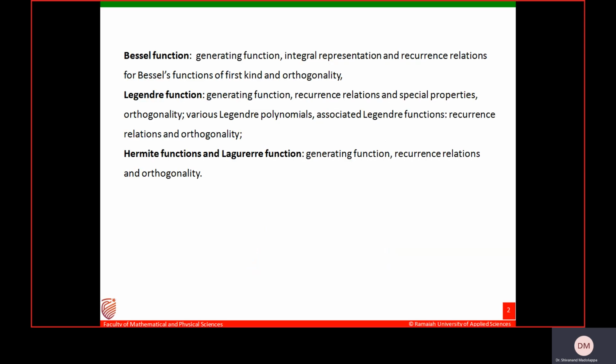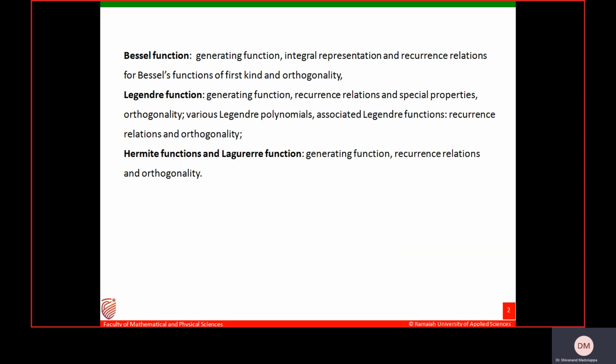For this, the syllabus is Bessel functions and their generating functions, integral representation, and the recurrence relations for Bessel functions of the first kind and orthogonality. Then, after Bessel functions, we go for Legendre functions, generating functions, recurrence relations and special properties, orthogonality, and various Legendre polynomials, associated Legendre functions, recurrence relations and orthogonalities. Then we will discuss Hermite functions and Laguerre functions, their generating functions, recurrence relations and orthogonality.